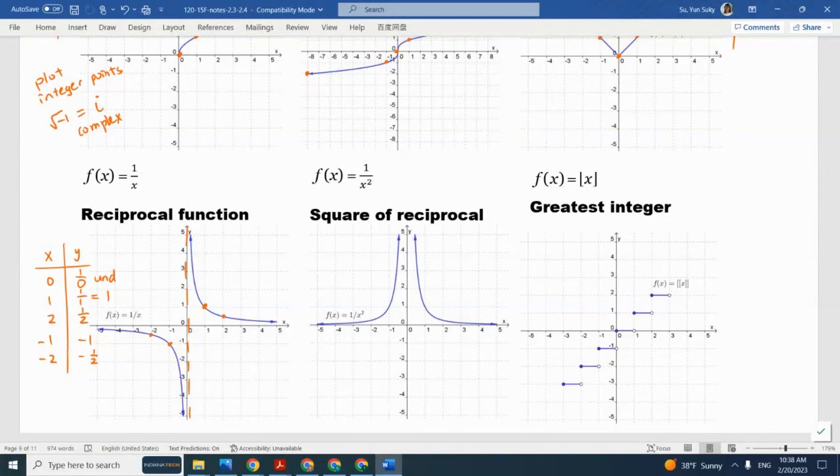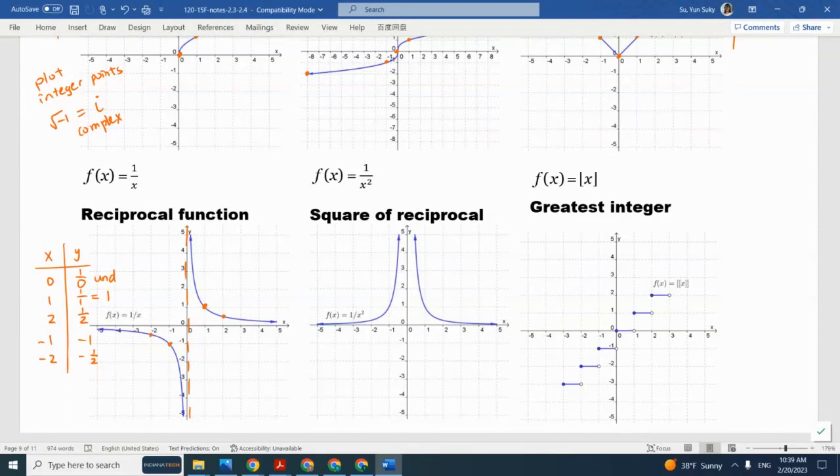Similarly, you can draw the square of reciprocal. You plug in 1, you get 1. But when you plug in 2, 1 over 2 squared is 1/4, which is lower. Okay, everybody? You also connect them. In this case, because it's squared, when you plug in -1, (-1) squared is 1. So this is an even function. You see this is an even function? Because when you plug in -x, x squared becomes x squared. So this is even.